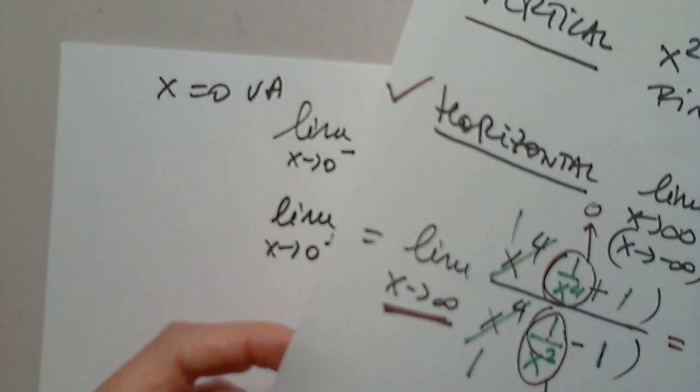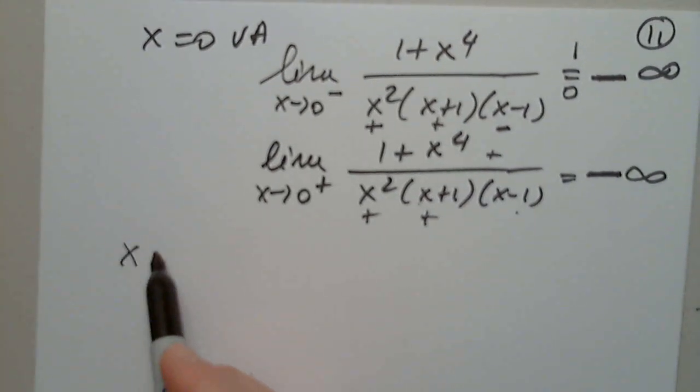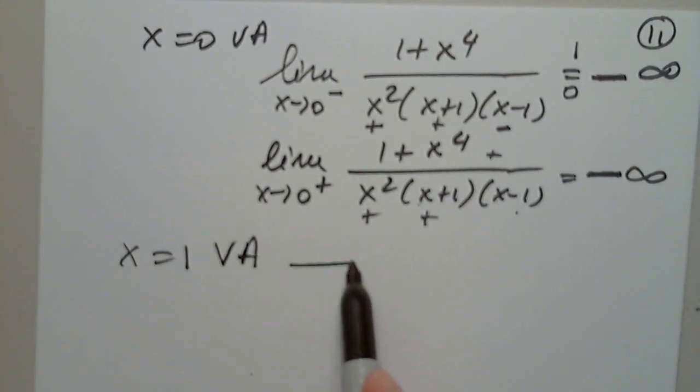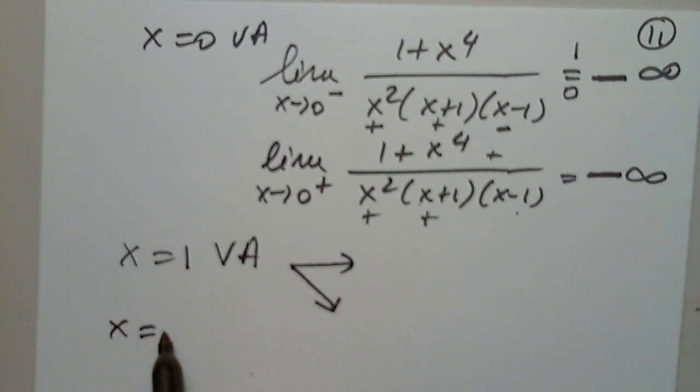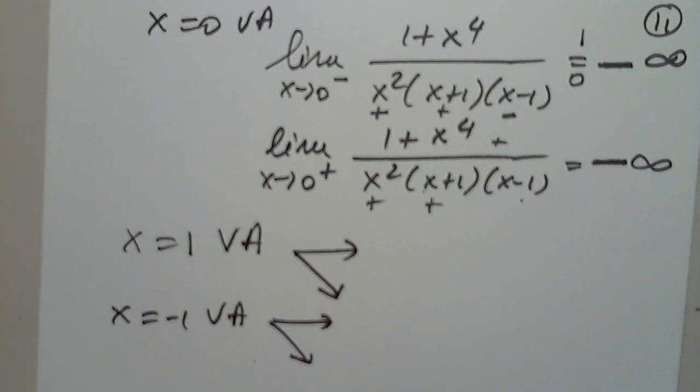And I have to repeat for +1 and -1. So for x equals 1, VA, and show the two limits, and x equals -1, VA, and must show the two limits. Both of them have to be some sort of infinities. Otherwise, they will not be vertical asymptotes.